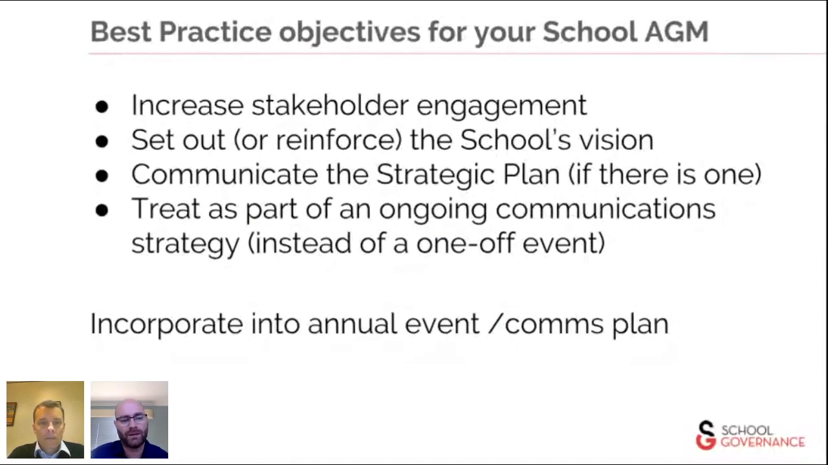Now, if you don't have a strategic plan in terms of what you're looking to be doing over the next 3, 5, 10 years, it's really important for all schools to develop a strategic plan and then communicate that to the community. Most importantly, though, is to treat this as part of an ongoing communication strategy instead of a one-off event. And as I've written at the bottom there, incorporate it into your annual event and communications plan.